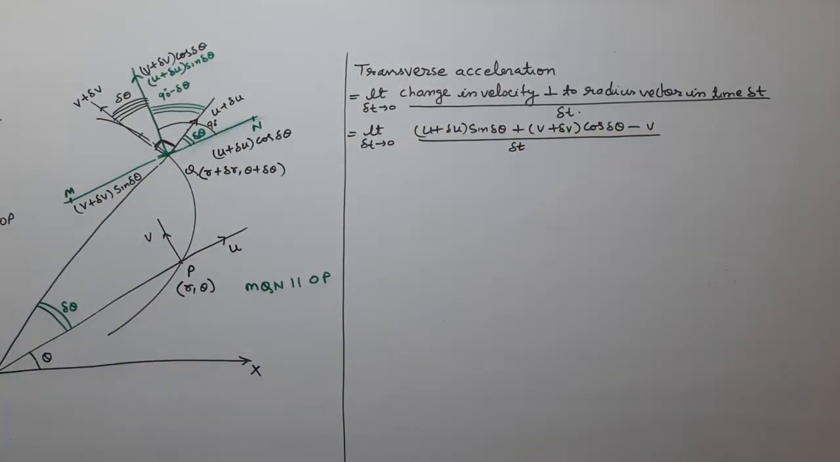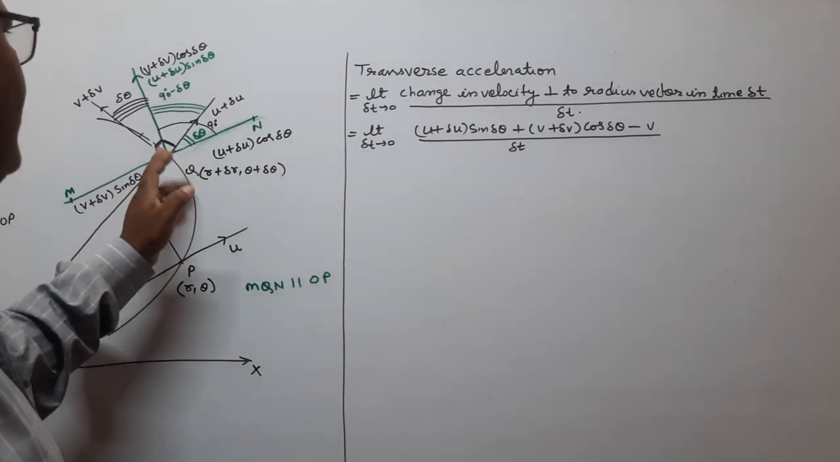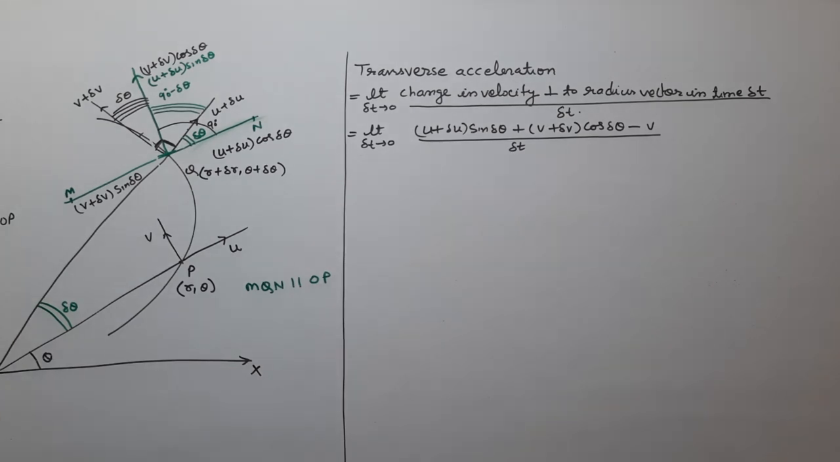You can see that the velocity component at point P perpendicular to the radius vector, here we can see the velocity component.